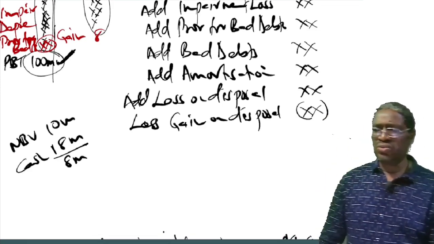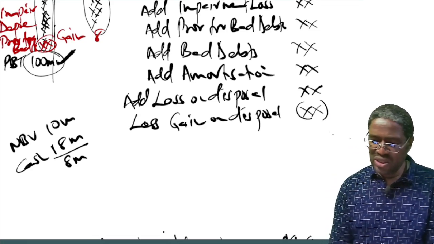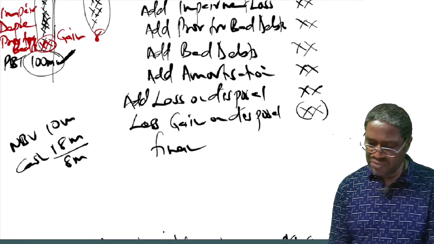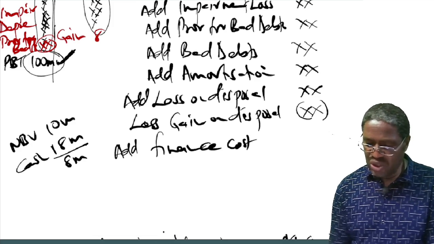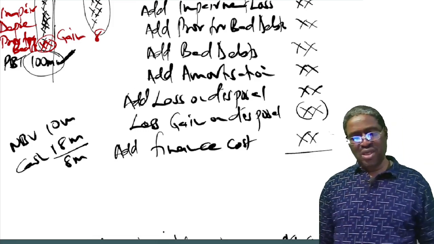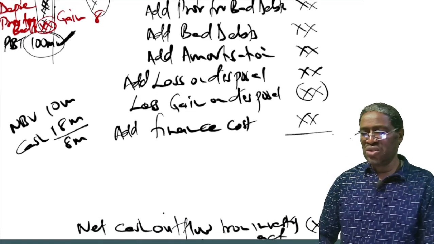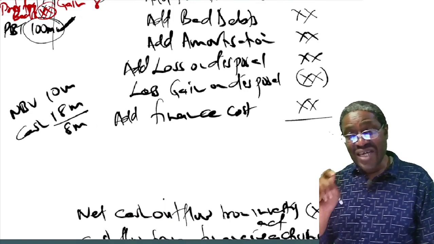let me add you another one. The next one is what we call finance cost. I expected you to give it to me. You add what we call finance cost, whatever it is. But let me explain it so that you understand why finance cost is a non-cash item.